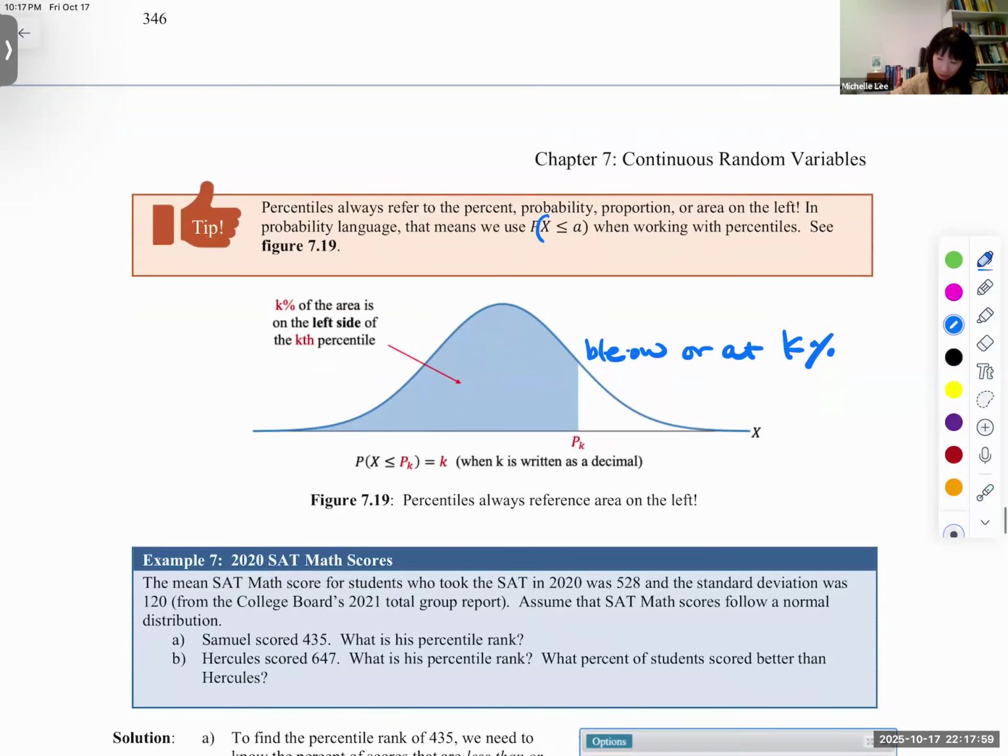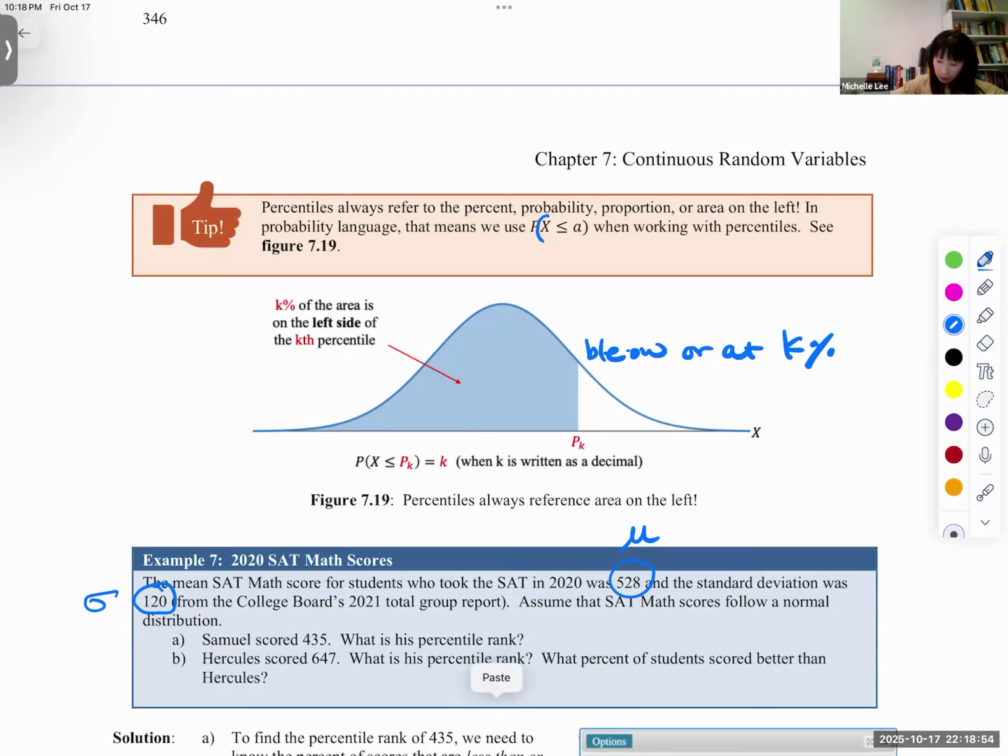Now let us do this one. The mean SAT math score is 528, and sigma we have is 120. And Samuel scored 435. That will be X.